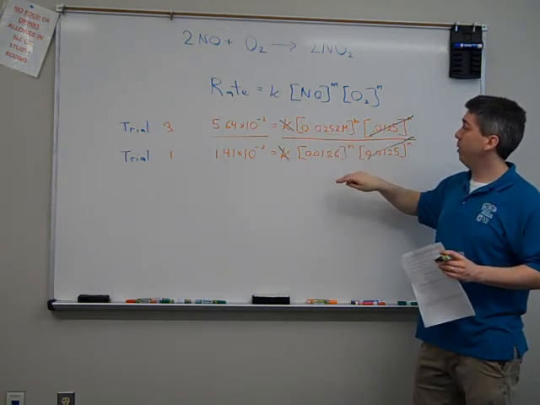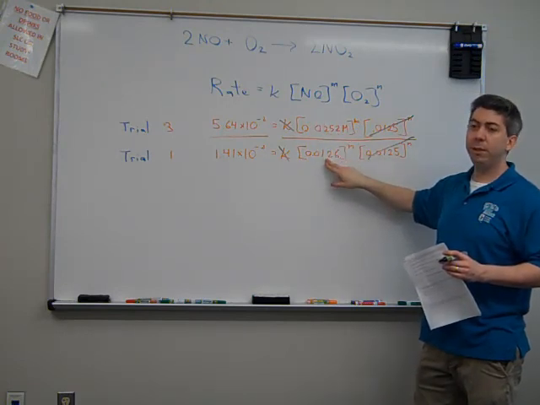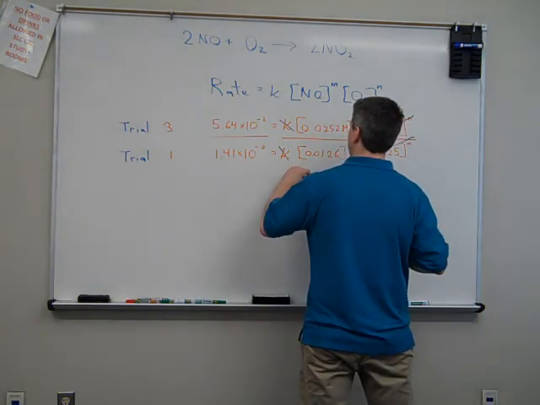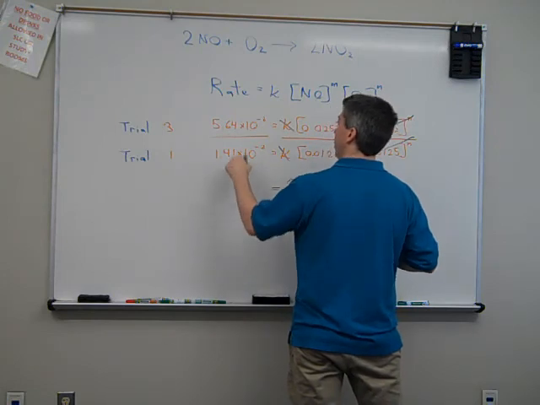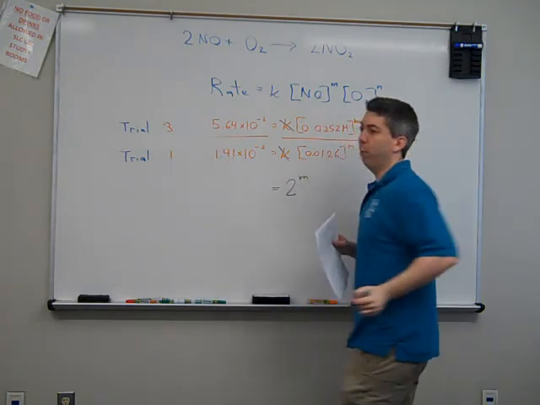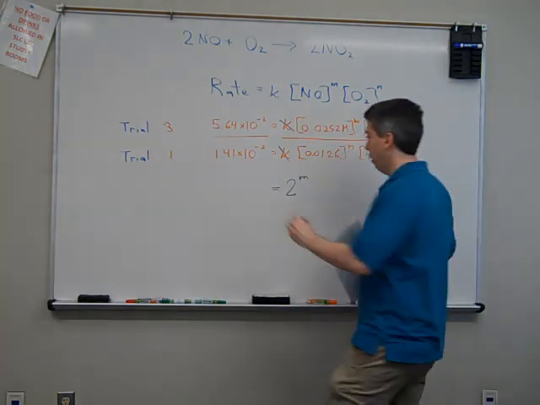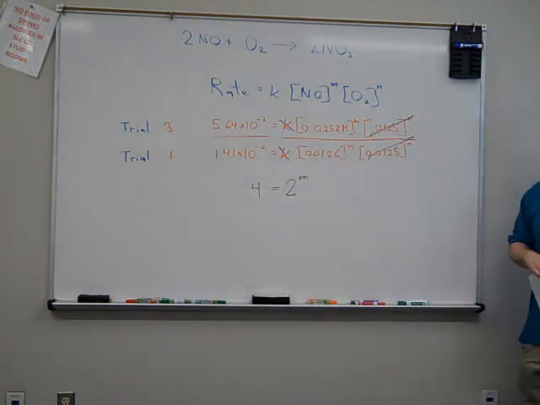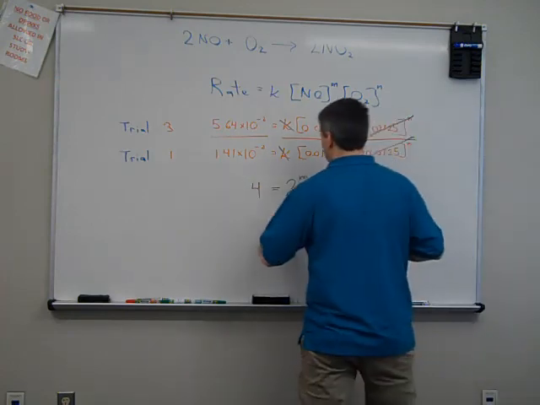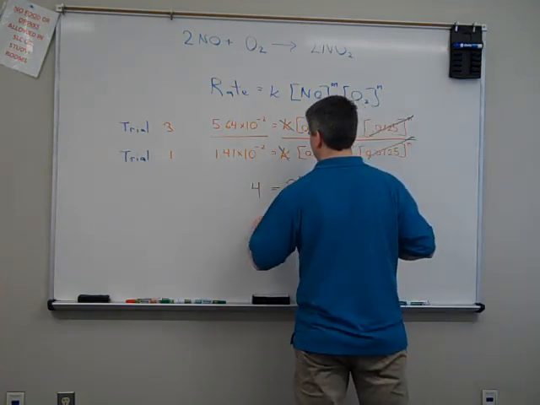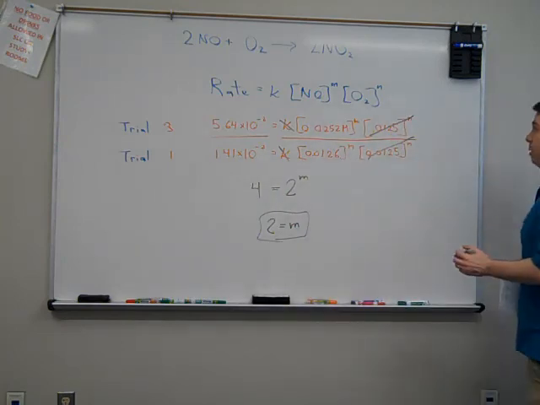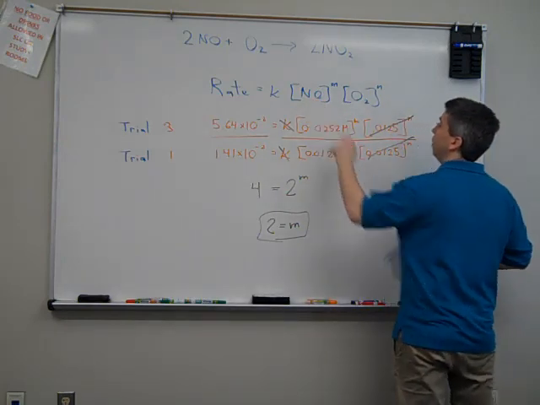And 0.0252 divided by 0.0126 is going to be what? 2, right? Yeah, 2 to the M. So 2 to the M power is equal to, what's 5.64 divided by 1.41? 4. So 2 to the M is equal to 4. So what's M? M has to be 2. 2 squared is 4. So M is equal to 2. So this is second order with respect to NO.